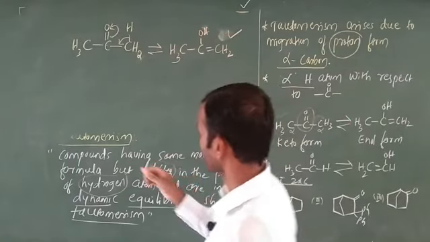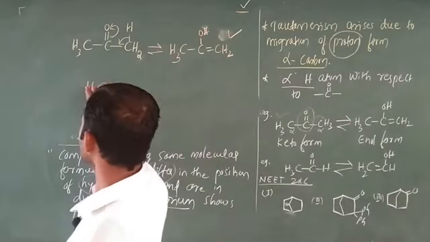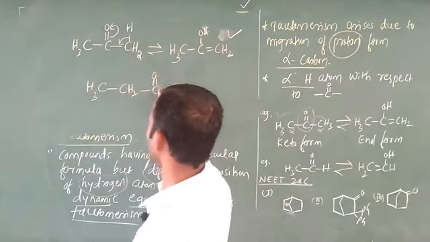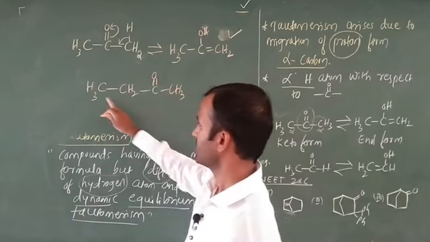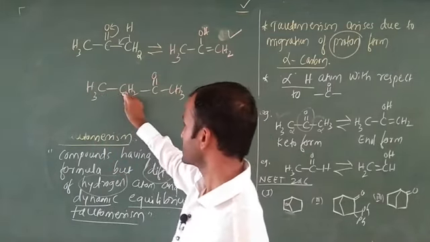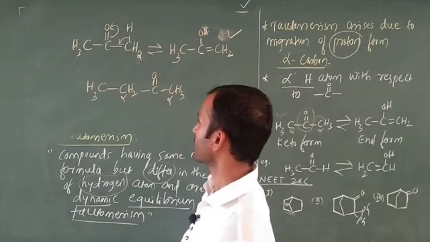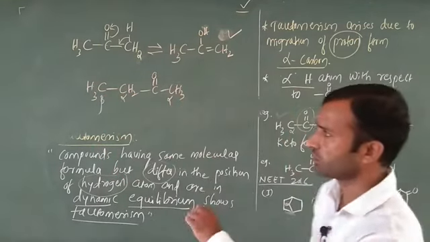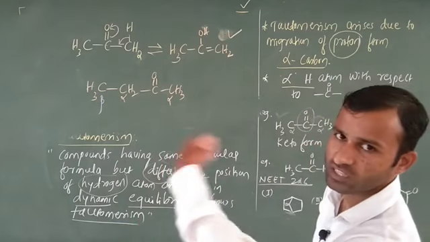One more example I am going to write here for our understanding. CH3, CH2, C double bond O, CH3, like this. Is this an alpha carbon? No. This is the alpha carbon, this one is the alpha carbon. What about this carbon? This is called beta carbon. Alpha, beta, the next one is gamma, the next one is what?